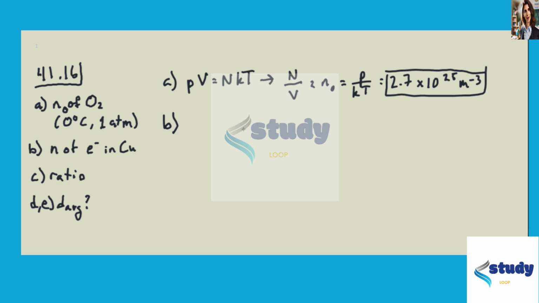B, now for copper and its conduction electrons, this is just combining the equations for 41-2 through 4. You can find them back in the chapter. And so we have the density of copper here, 8.96 times 10 to the third kilograms per cubic meter.